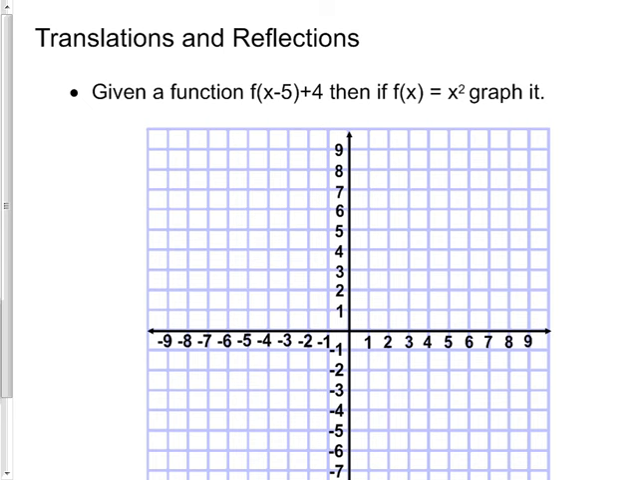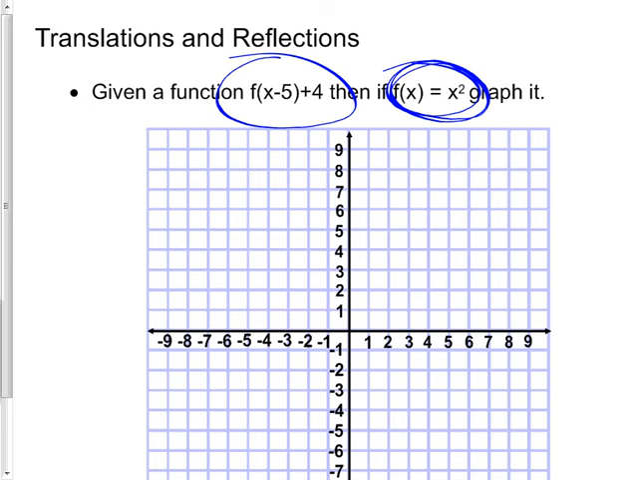Given a function, f of blah, blah, blah, and then if f of x is x squared, a lot of people mess these up on the test. I was surprised somebody messed these up on the regular test. So if you have this function and then they tell you that f of x is x squared, they're telling you the parent function was squared. What part of this gets squared then?